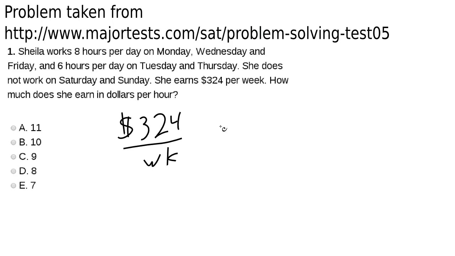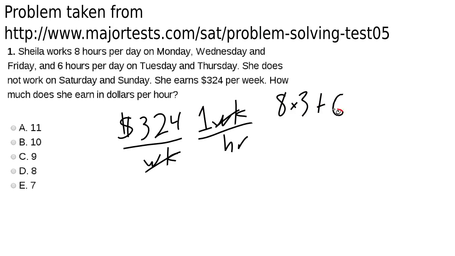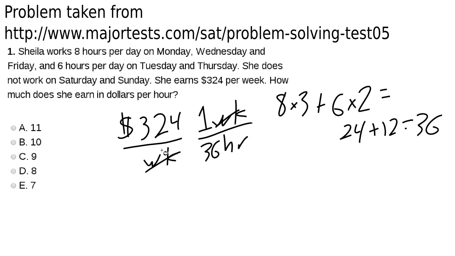I've already got dollars per week, so what I need is weeks per hour, and then my weeks are going to cancel out, and I'm going to have dollars per hour. So what I need is, in 1 week, she works how many hours? Well, 8 times 3 plus 6 times 2, 24 plus 12, 36 hours in 1 week. So I just need 324 divided by 36.